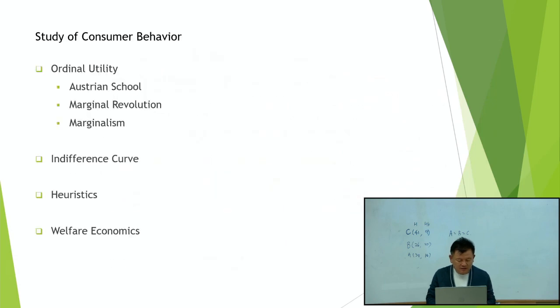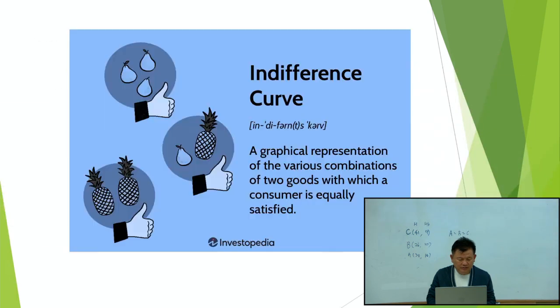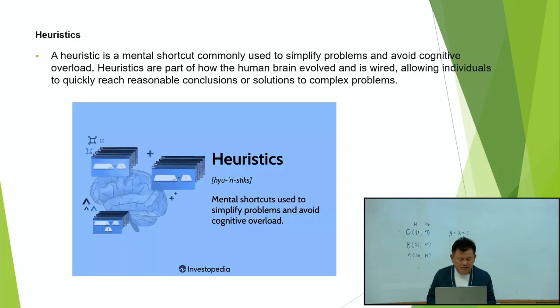Heuristics. Heuristics is a mental shortcut commonly used to simplify problems and avoid cognitive overload. Heuristics are part of how the human brain evolved and is wired, allowing individuals to quickly reach a reasonable conclusion or solution to complex problems. We have a lot of problems, complex or difficult.